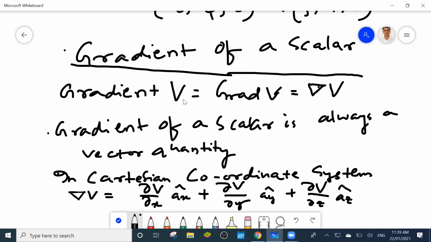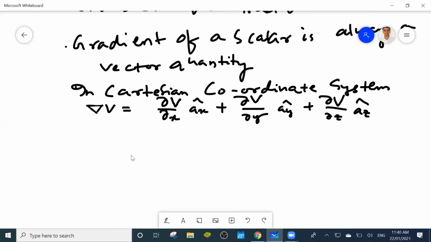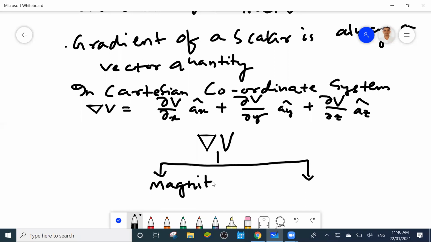This you have to remember, in multiple choice questions they can ask. Clear, everyone? That means del V has both direction and magnitude. That means the gradient of V has both magnitude and direction.